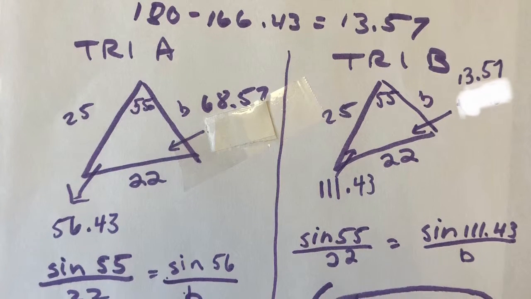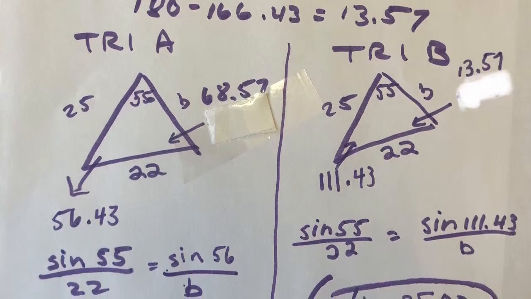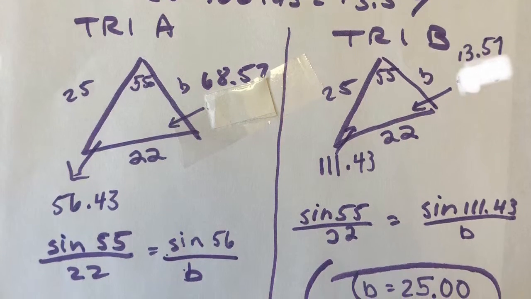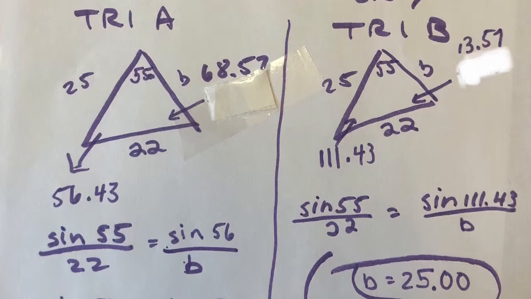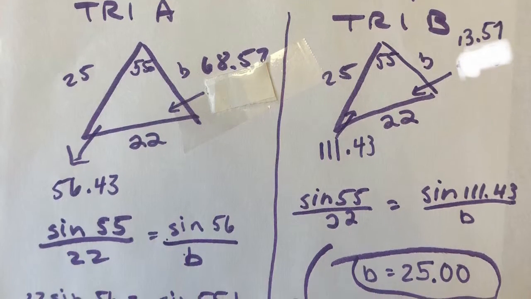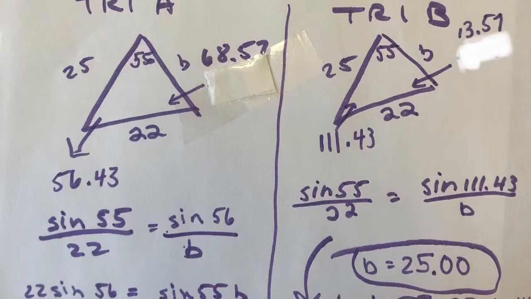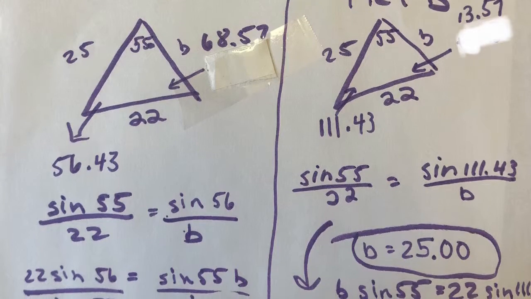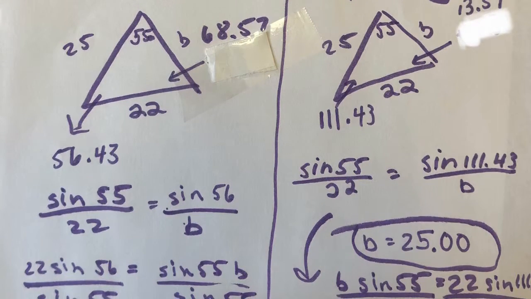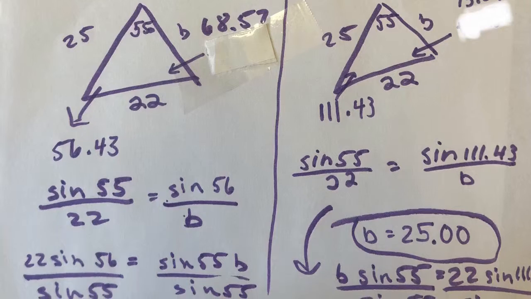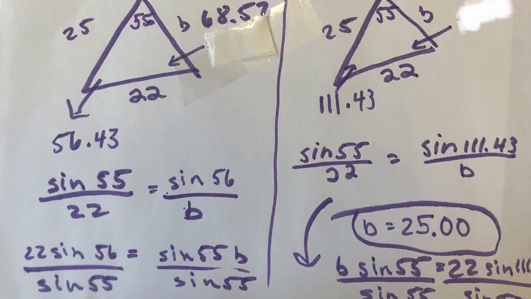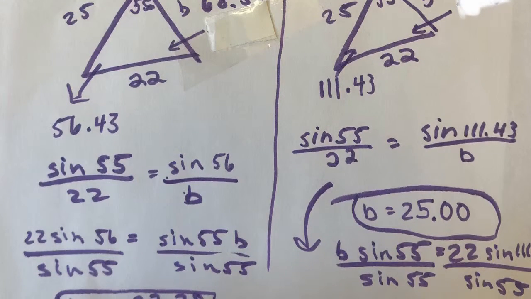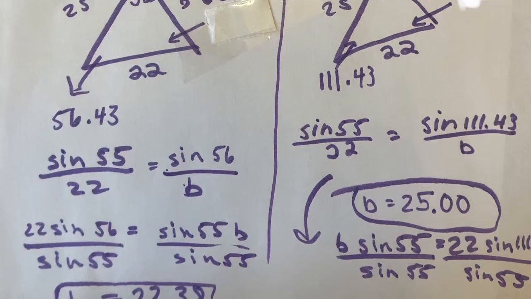To find side B of both triangles, we use the law of sines. For triangle A, we did sine 55 over 22 equals sine 56.43 over B. We cross multiplied and divided to get that side B equals 22.38. To find angle beta for the second triangle, we did 180 minus 166.43, and that equals 13.57.